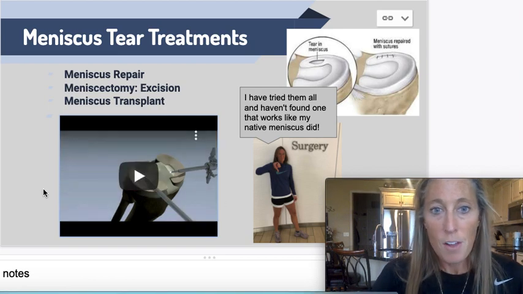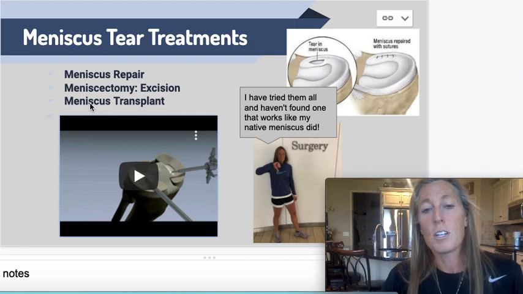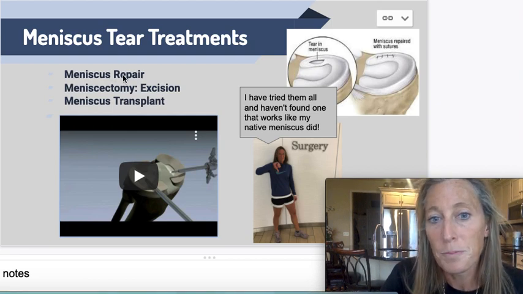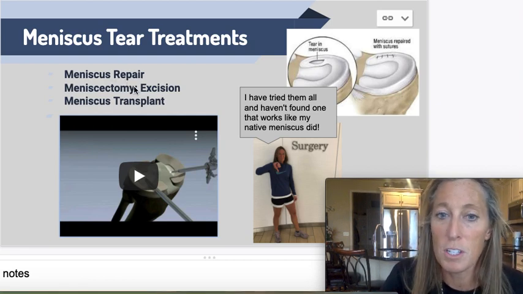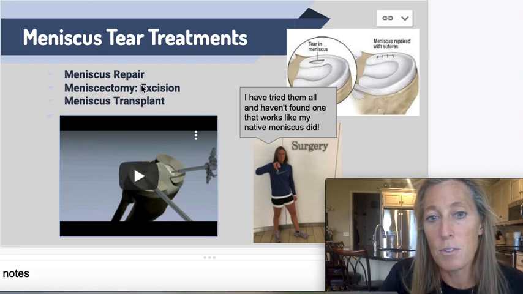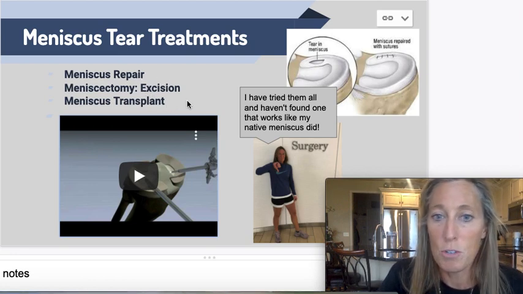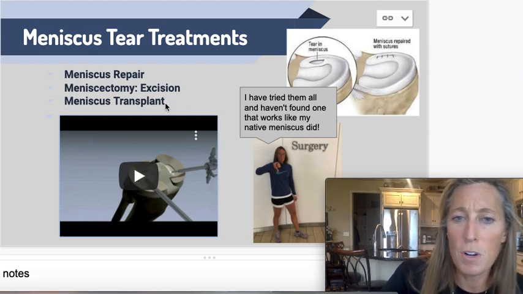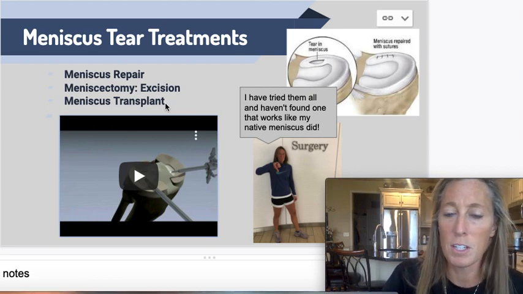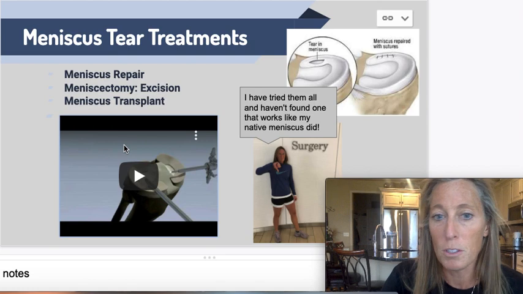All right, so those are the 3 options with the meniscus tear treatment. They can repair, they can do a meniscectomy, which is an excision or taking out part of the meniscus, and then after they've tried these 2, a meniscus transplant may be a 3rd option for a young patient that is active and continues to have medial or lateral sided pain due to the lack of meniscus.